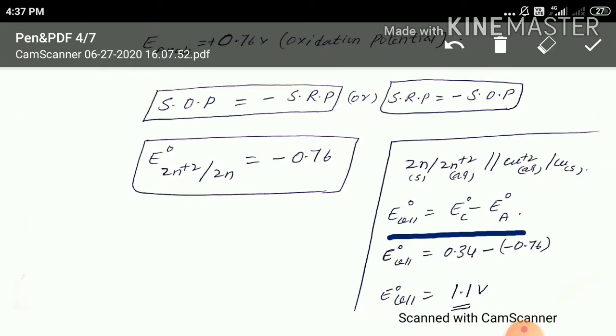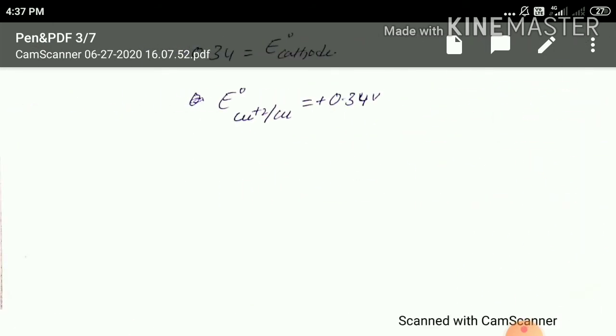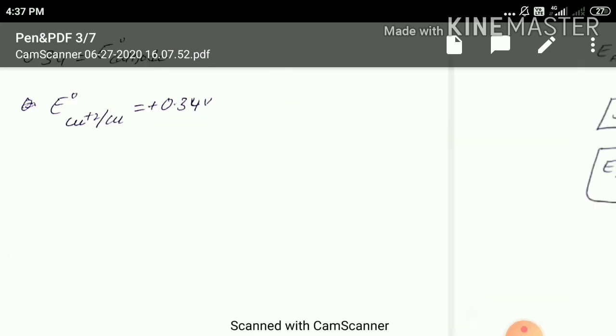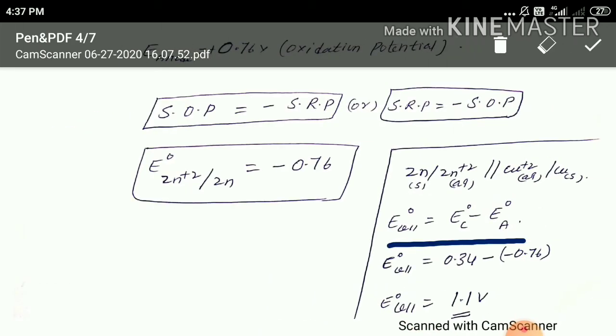Like this, I represent it like this. Now I know the standard reduction potential value of copper, that is plus 0.34, and I know the zinc standard reduction potential value, that is minus 0.76. When you substitute both the values here, E naught cell is equal to 0.34 minus 0.76 minus, that is equal to 1.1 volt.